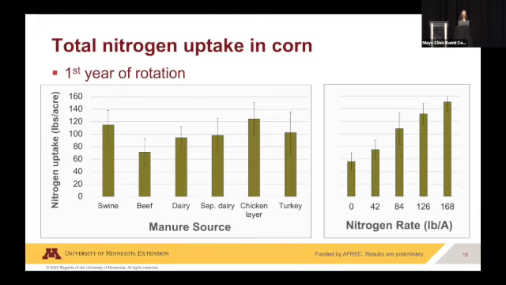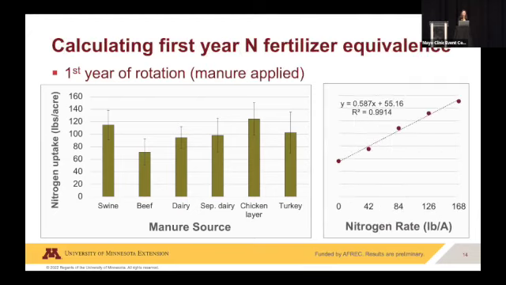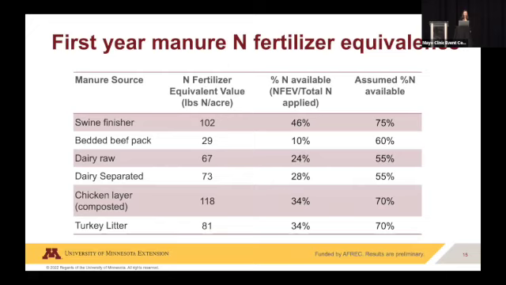So we developed that curve, found the equation, and then since we know how much nitrogen was taken up by the corn where we applied different manure types, so say we did swine, we could compare it to that equation and find out what the predicted nitrogen rate was. So this gives us our fertilizer equivalent value of the manured plots. So I summarized all that data in a table because we did it for each different manure type and each different year and found the averages.